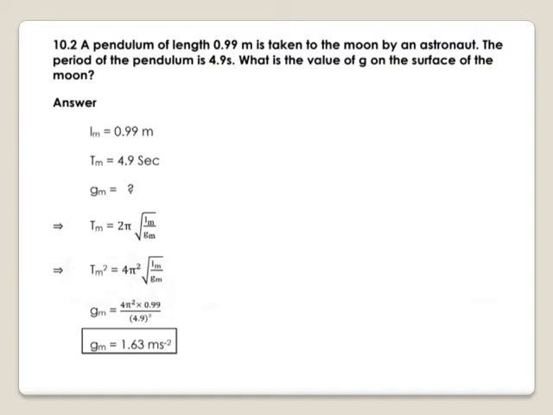So again we will use the formula of time period of simple pendulum, which is T is equal to 2 pi under root L over g, and by rearranging we will get the value of gravitational acceleration of Moon, which is 1.63 meter per second square.